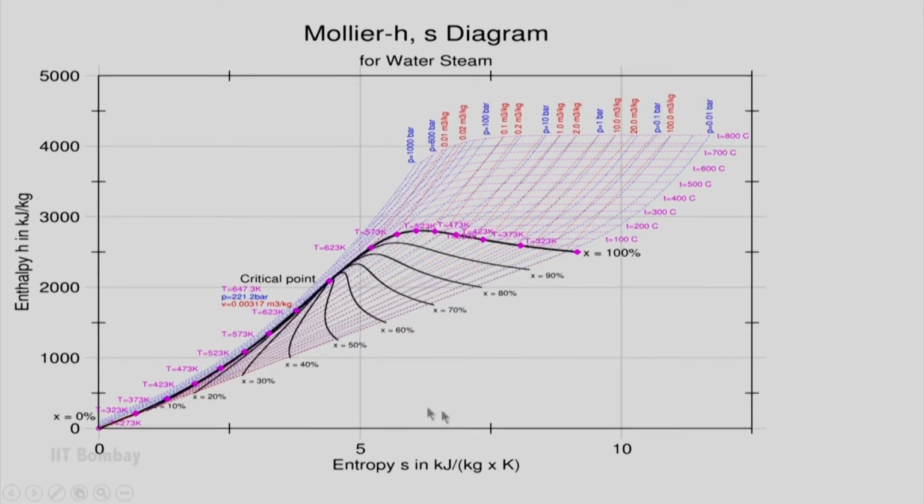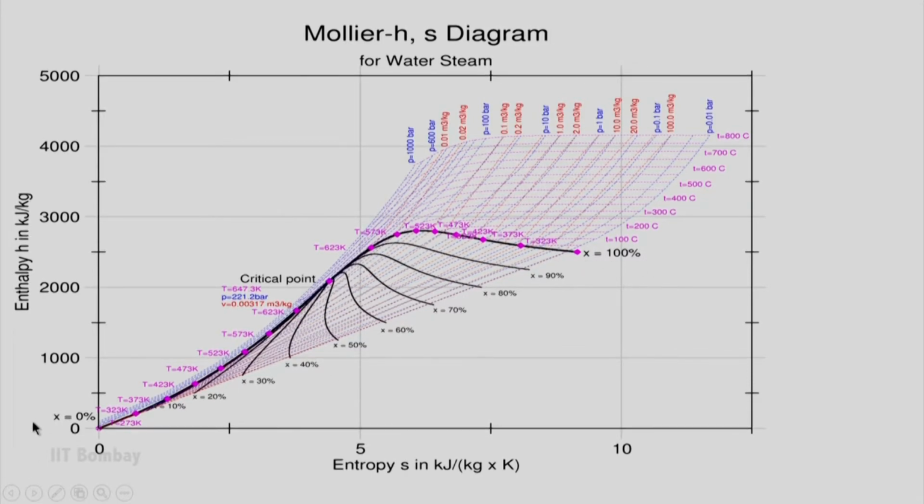So, let us look at this slide, and what you see here is the actual Mollier chart, or Mollier diagram, or HS diagram. You can see on the y axis we have enthalpy in kilojoule per kg, on the x axis we have entropy S in kilojoule per kg Kelvin, and here we see the Mollier chart, where you can see that this line is the saturated liquid line where x is equal to 0, and this line is x is equal to 100%.